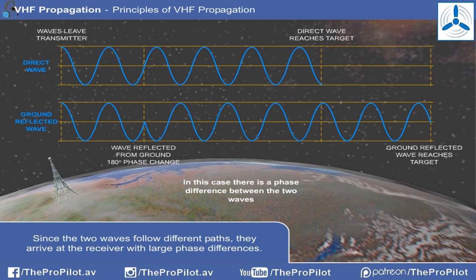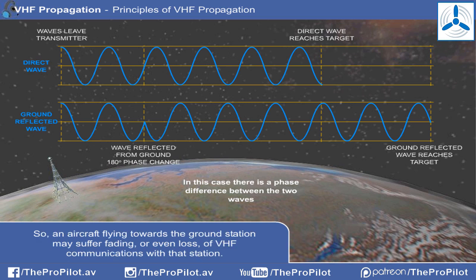Since both waves follow different paths, they arrive at the receiver with large phase differences. This is further complicated by the change in phase which occurs at the point of reflection of the ground reflected wave. The net result is that an aircraft flying towards the ground station may suffer fading or loss of VHF communications with that station. The range at which this occurs depends on the height of the ground aerial above the surface, the aircraft altitude, and the frequency being used.